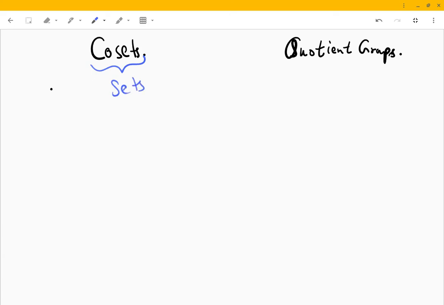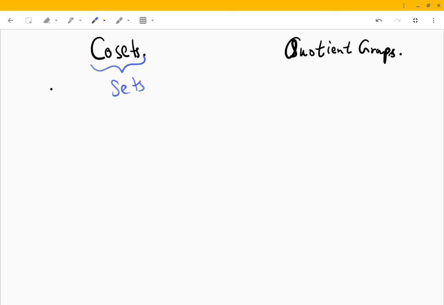Alright, so in this video, we'll go through cosets and maybe quotient groups if the video does not get too long, right? So yeah, let's begin with cosets. Cosets are sets, as the name suggests. These are just subsets of a given group, right? Let's start decoding this with an example.